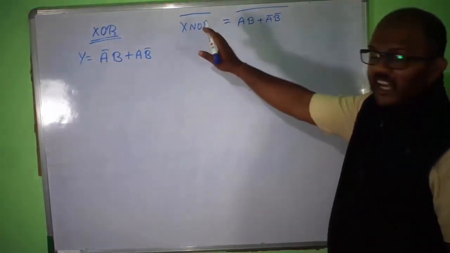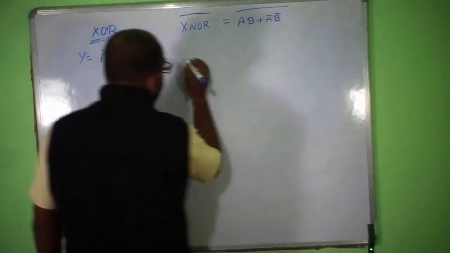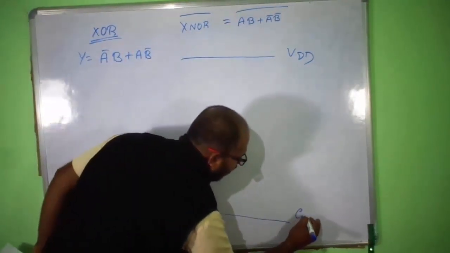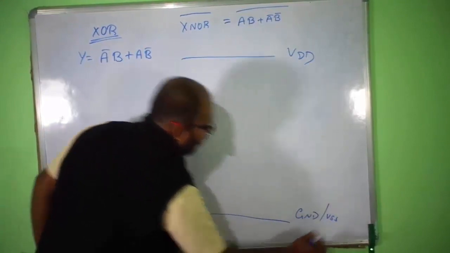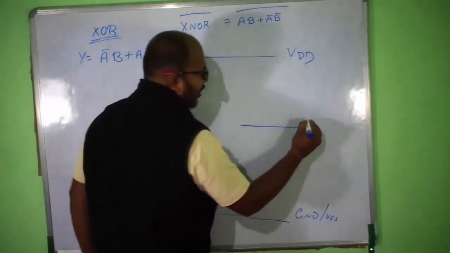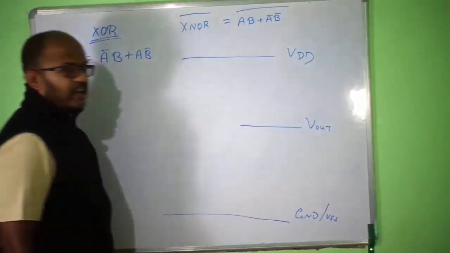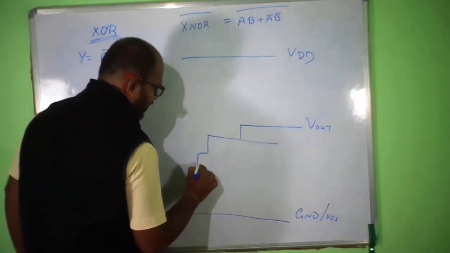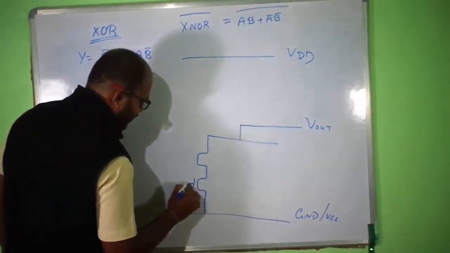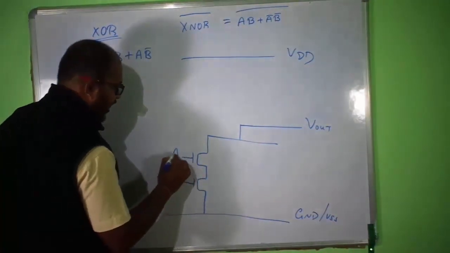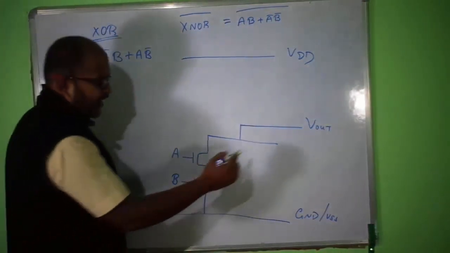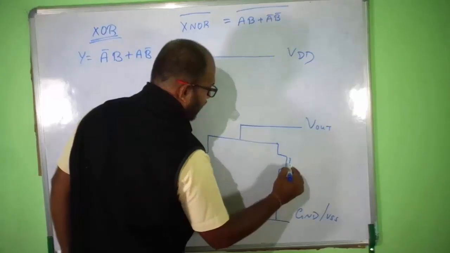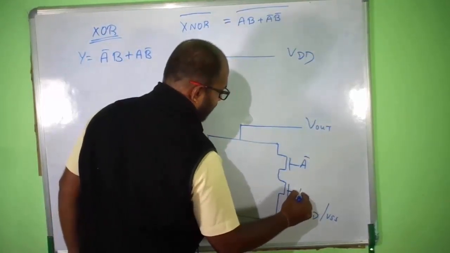Now, in order to realize it with the help of a CMOS circuit, I will be having a VDD rail and a ground rail or VSS. Here I am going to tap the output, that is Vout. Now, in order to realize this AB, I need two transistors, A and B. So this is the B input and this is the A input. Plus means I have to connect in parallel, that is A bar plus B bar, A bar into B bar.